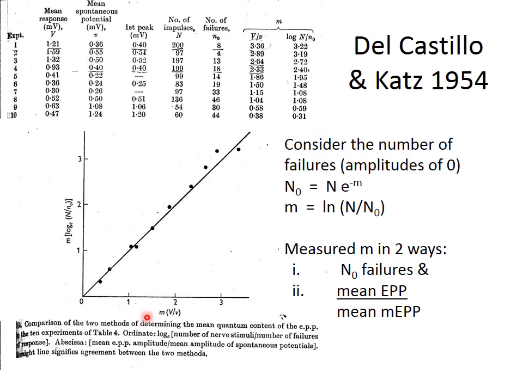They measured m in both ways, and they plotted one versus the other. So the mean end plate potential divided by the mean miniature end plate potential is on the x-axis, and m calculated as log of n over n0 is on the y-axis, and you can see how their experimental data lies upon the unity line right in the middle, which is about as good an experimental result as one could ever expect from a set of experiments.